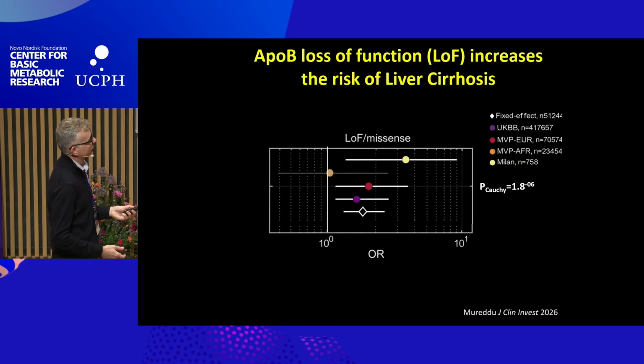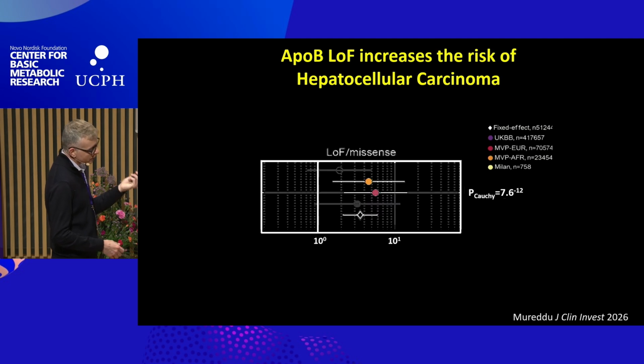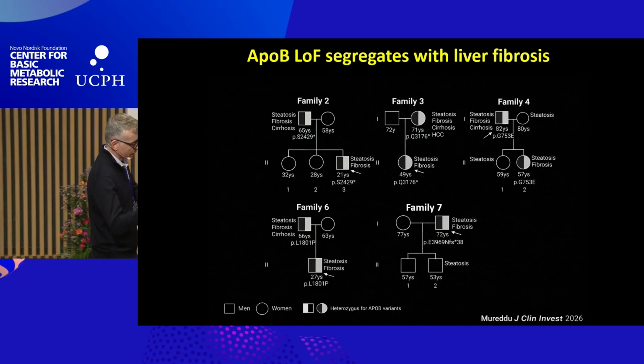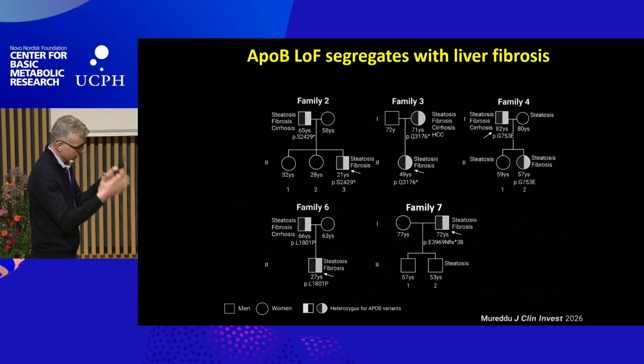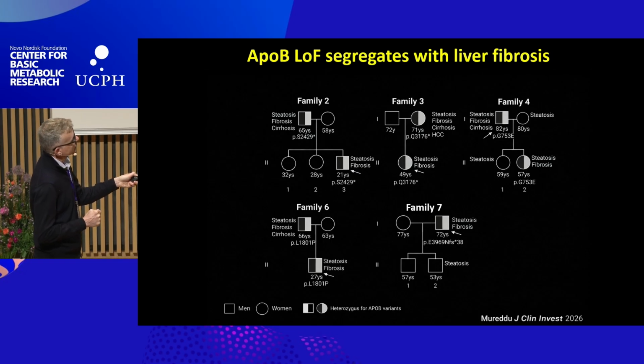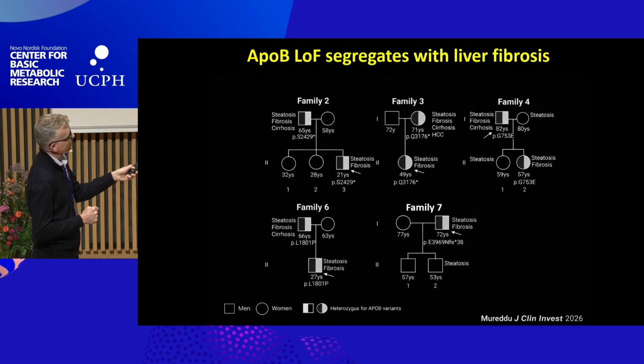And why am I telling you this now? Because yes, it increases cirrhosis, it increases cancer. This is cancer. But what is really important here is that it segregates in families. So this is the first variant that we can really see: proband with fibrosis cirrhosis, son with steatosis fibrosis. And this is the first time that it's formally tested.